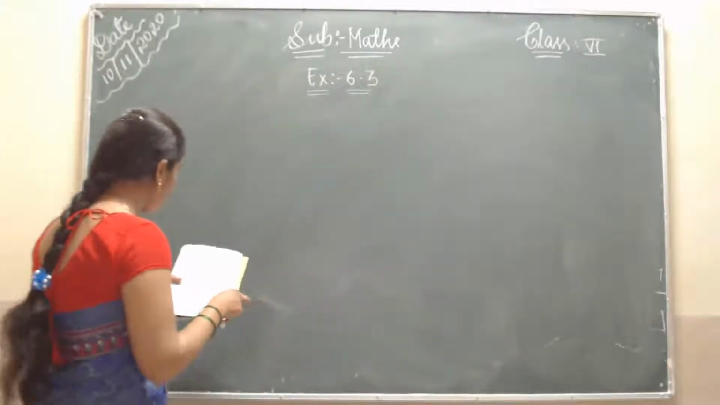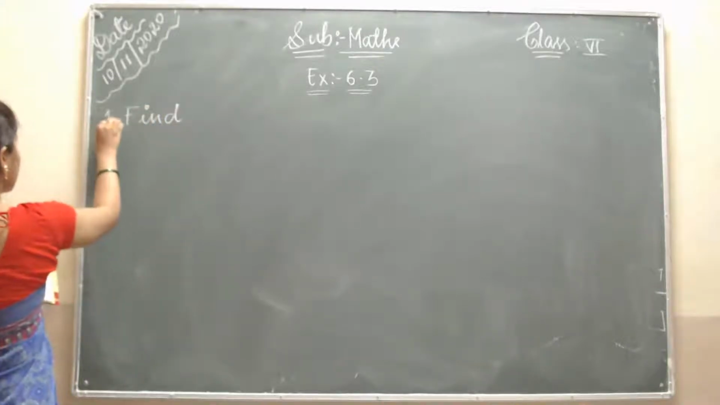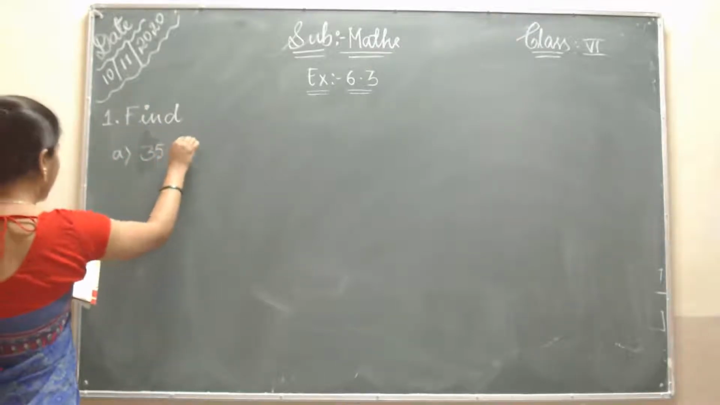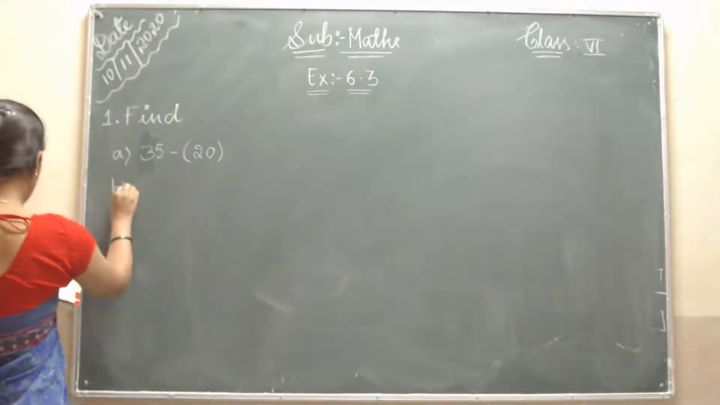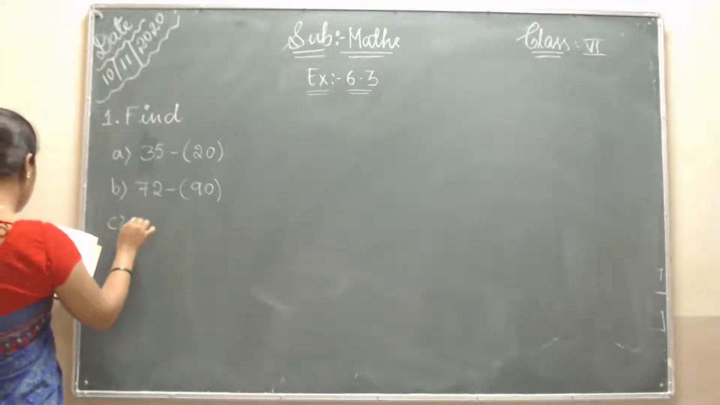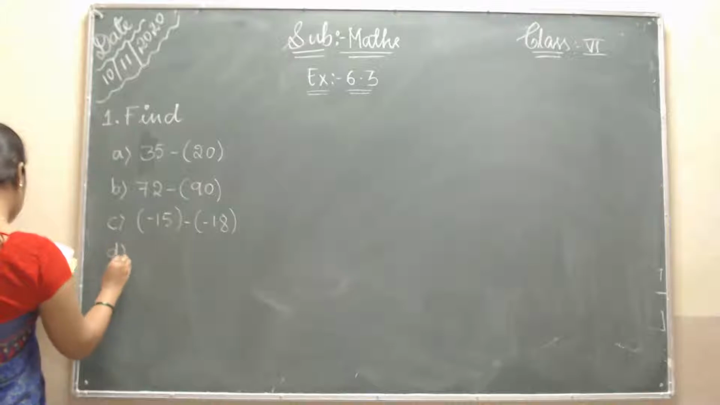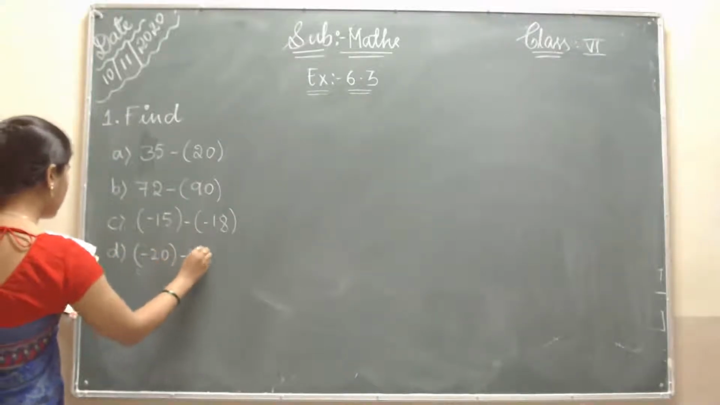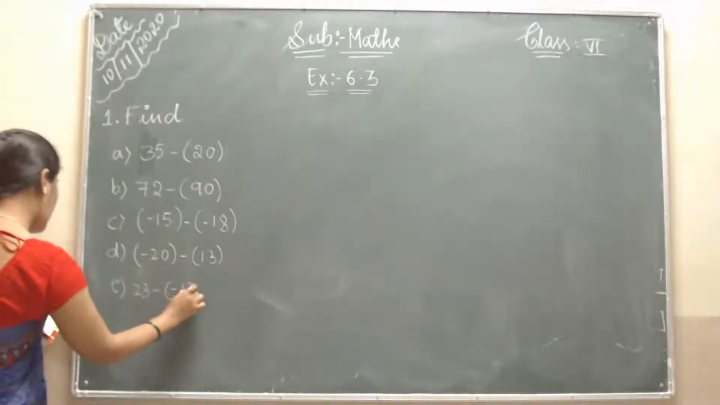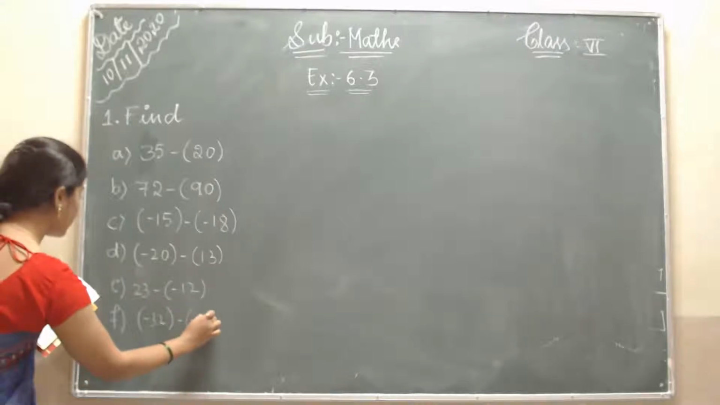Find A: 35 minus 20, B: 72 minus 90, C: minus 15 minus of minus 18, D: minus 20 minus 13, E: 23 minus of minus 12, and the last one F: minus 32 minus of minus 14.